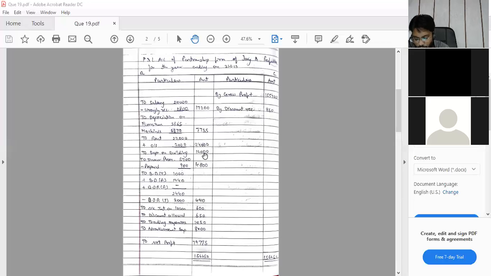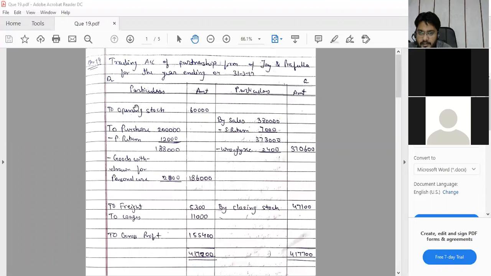Then after freight is given, come to the trading account debit side, to freight. In the outer column 5,300.